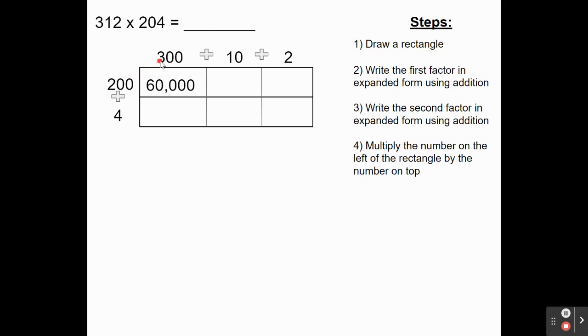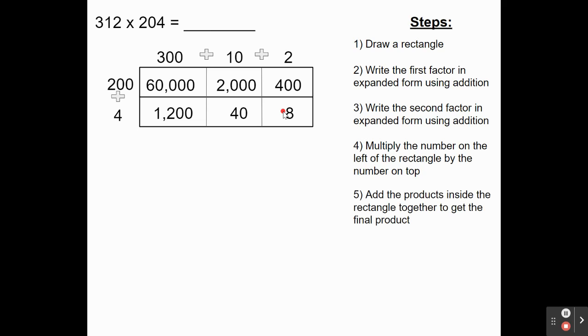Once again, we could do 2 times 3 is 6, and then we see there's 1, 2, 3, 4 zeros. So our answer needs to have 1, 2, 3, 4 zeros. For the next rectangle, we can do 200 times 10, which is 2,000. And here we can do 200 times 2, which is 400. For the bottom row, we can multiply 4 times 300, which is 1,200. Next, we can multiply 4 times 10, which is 40. And lastly, we can multiply 4 times 2, which is 8.